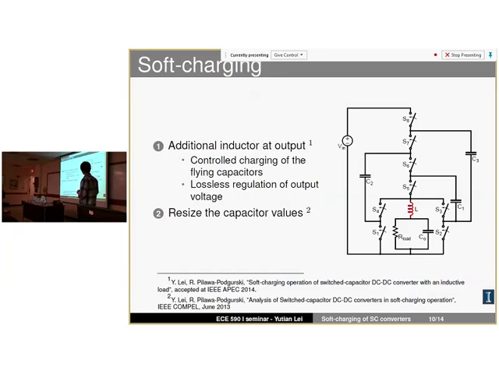But actually, there are many different topologies. We also derived a method that is able to analyze arbitrary switch capacitor topology and tell you whether this technique is suitable. Because for some switch capacitor topologies, you can't really benefit much from adding this inductor. And we actually discovered for this Dixon switch capacitor, we have to change the capacitor size a little bit to let it approach soft charging.